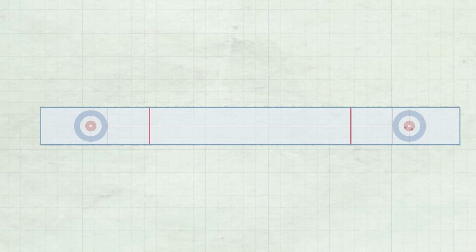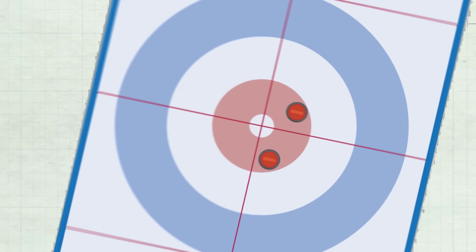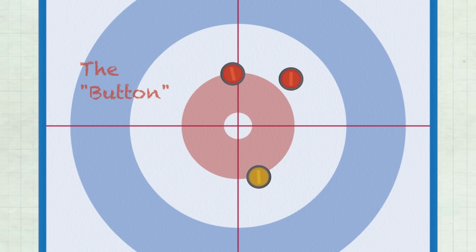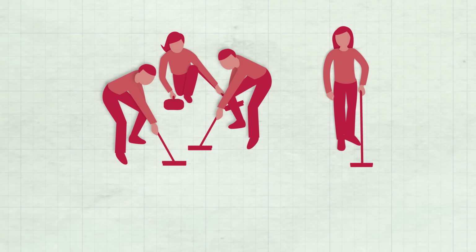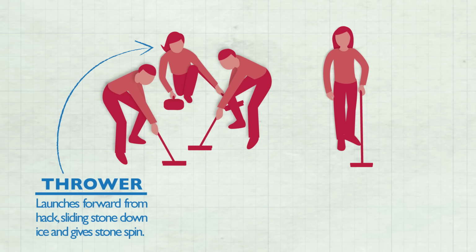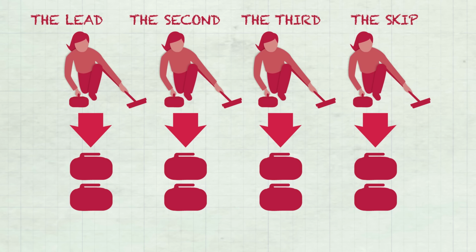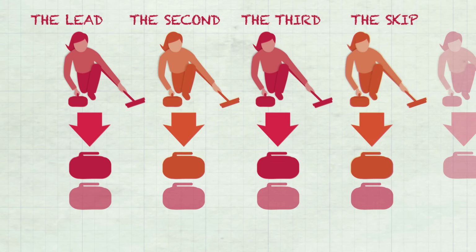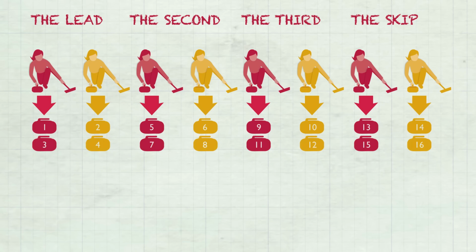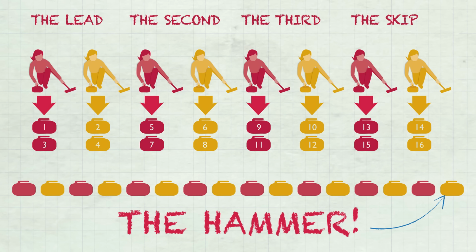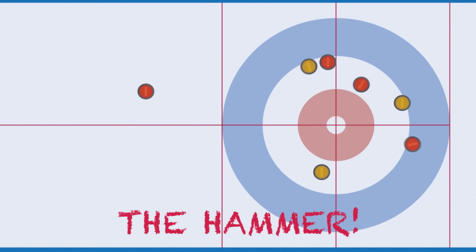Okay, before we watch some curlers, we need to learn the basics of the sport. This is the curling sheet, and the circles are the house. The goal is to get your team's rock closest to the button. There's four people on each team: the thrower, the sweepers, and the skip, who's in charge. Each team has 8 stones to throw, so each person throws 2. They alternate with the other team, so there's a total of 16 stones thrown. The very last one is called the hammer, which is a major advantage.